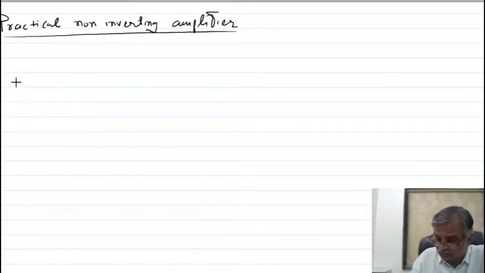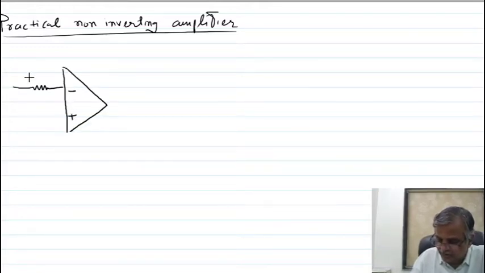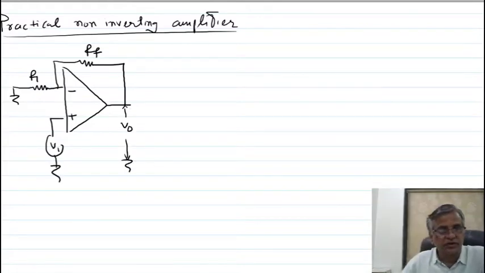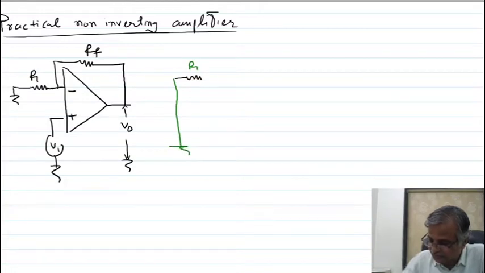See, I am showing you the equivalent circuit of a non-inverting amplifier. This is the non-inverting amplifier circuit. These are your feedback resistors. This is your Vi with respect to ground. Now its equivalent circuit I am showing you. See, this is your resistor R1. This is your ground.